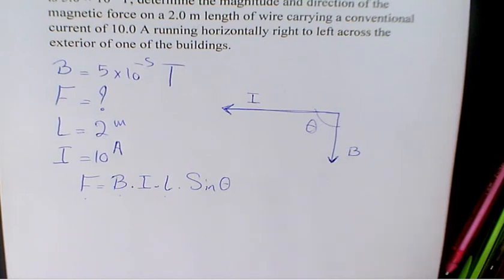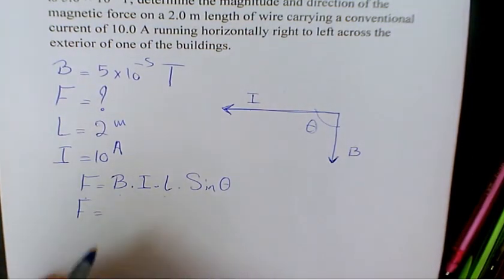It means that if B and I are parallel, theta will be 0, sine theta will be 0, so there is no force. If I and B are perpendicular, like this example, it means that theta is 90, sine 90 is 1, so we have maximum force. So let's find out the force here.